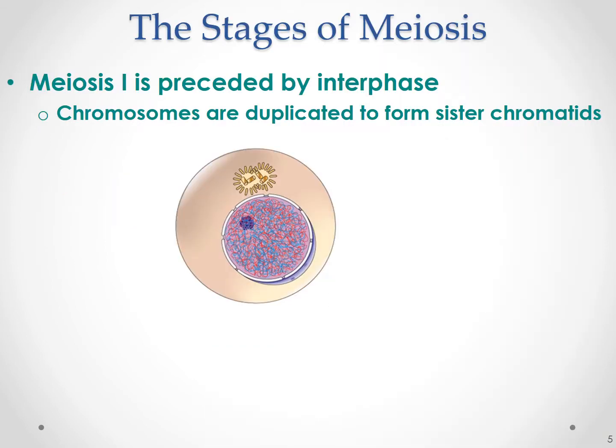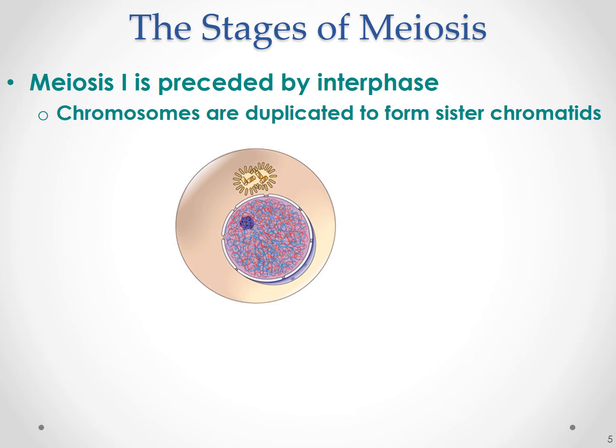Now, we're going to go into the stages of meiosis. As I mentioned, meiosis 1 is preceded by an interphase, and the interphase is the same as any other interphase, right? So during G1, the cell starts to grow and starts to prepare for division, or at least duplication of the chromosomes.